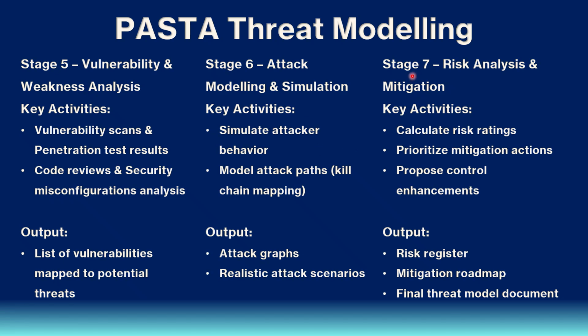Based on that, we'll be moving to stage 7, the final stage of this threat modeling, and that is risk analysis and mitigation. In the risk analysis, we'll calculate the risk ratings on the basis of the previous stages, prioritize mitigation actions, and propose control enhancements. The output will be a risk register, a mitigation roadmap, and the final threat modeling document.